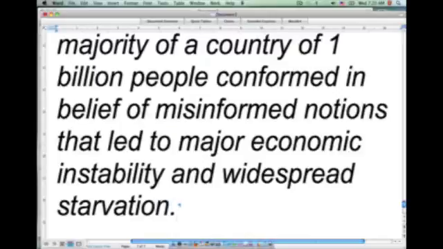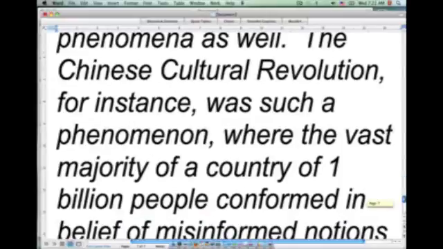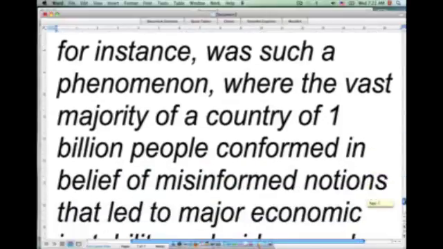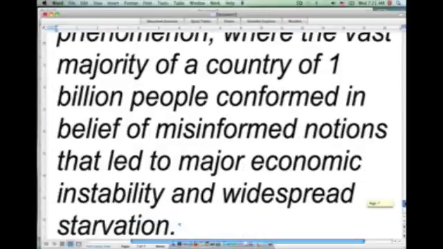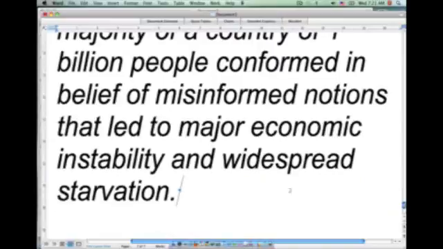Okay, now I'll just let you take a review of the example. The Chinese Cultural Revolution, for instance, was such a phenomenon where the vast majority of a country of 1 billion people conformed in belief to misinformed notions that led to major economic instability and widespread starvation.